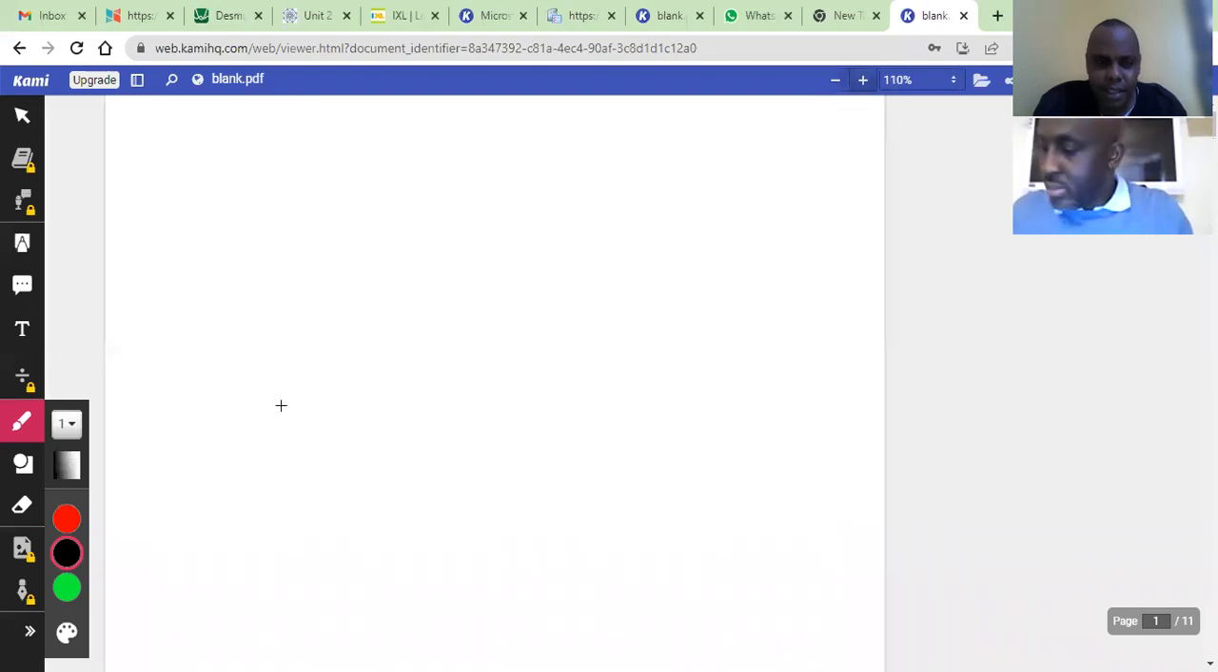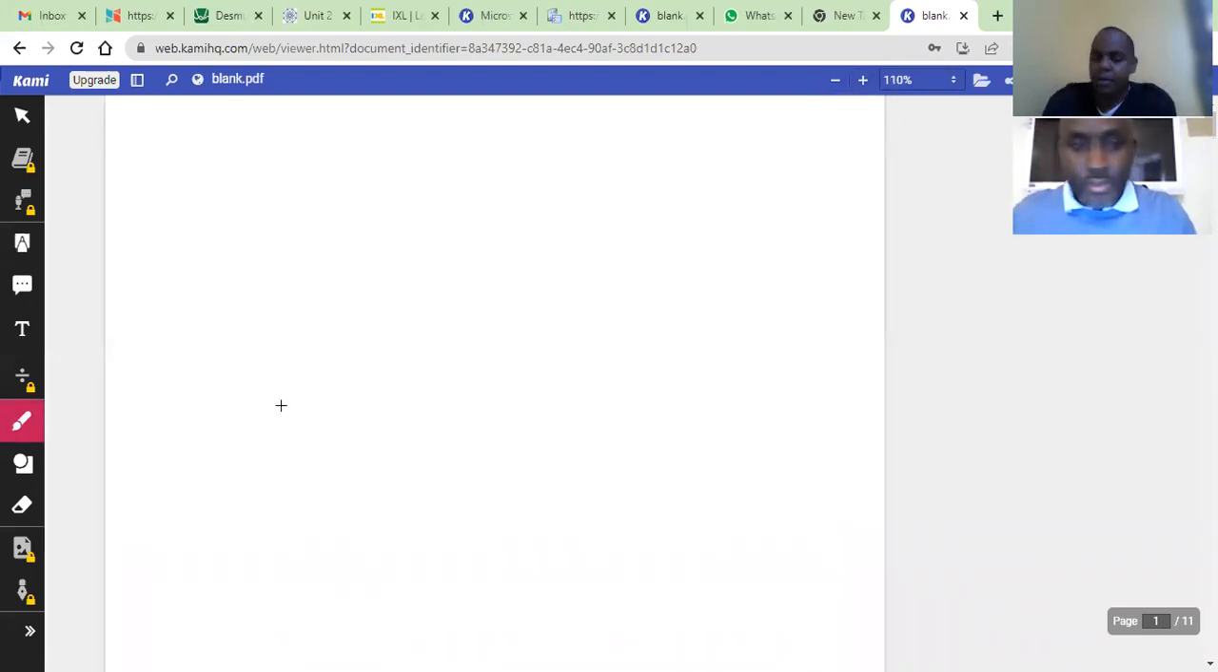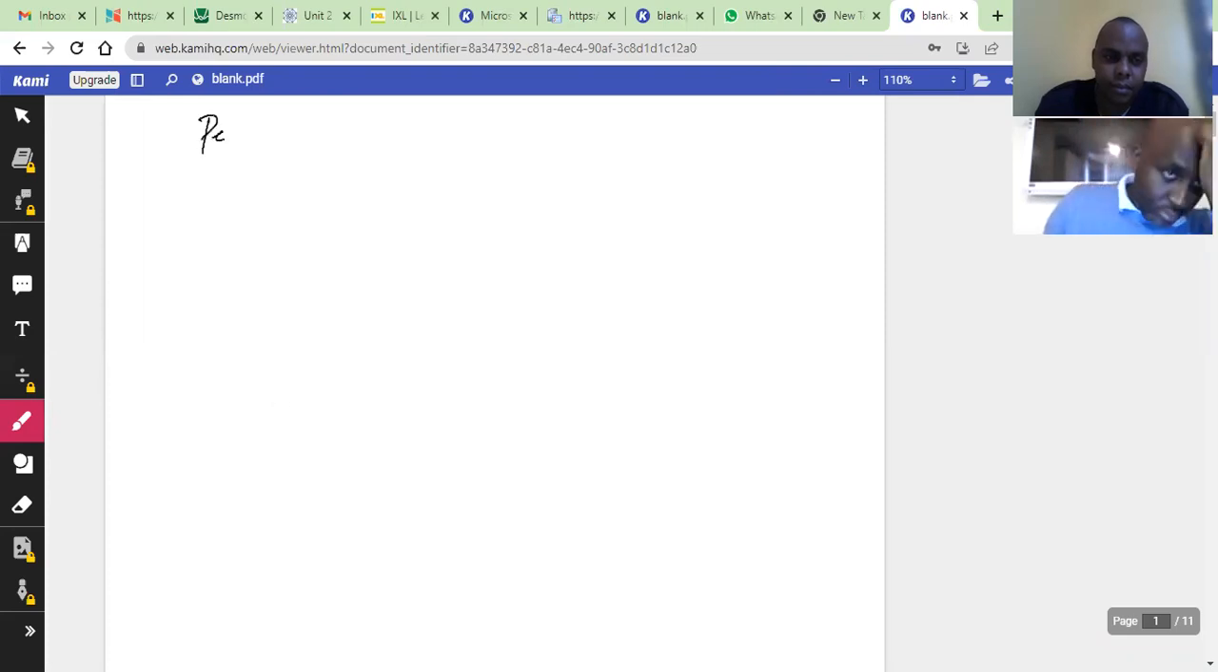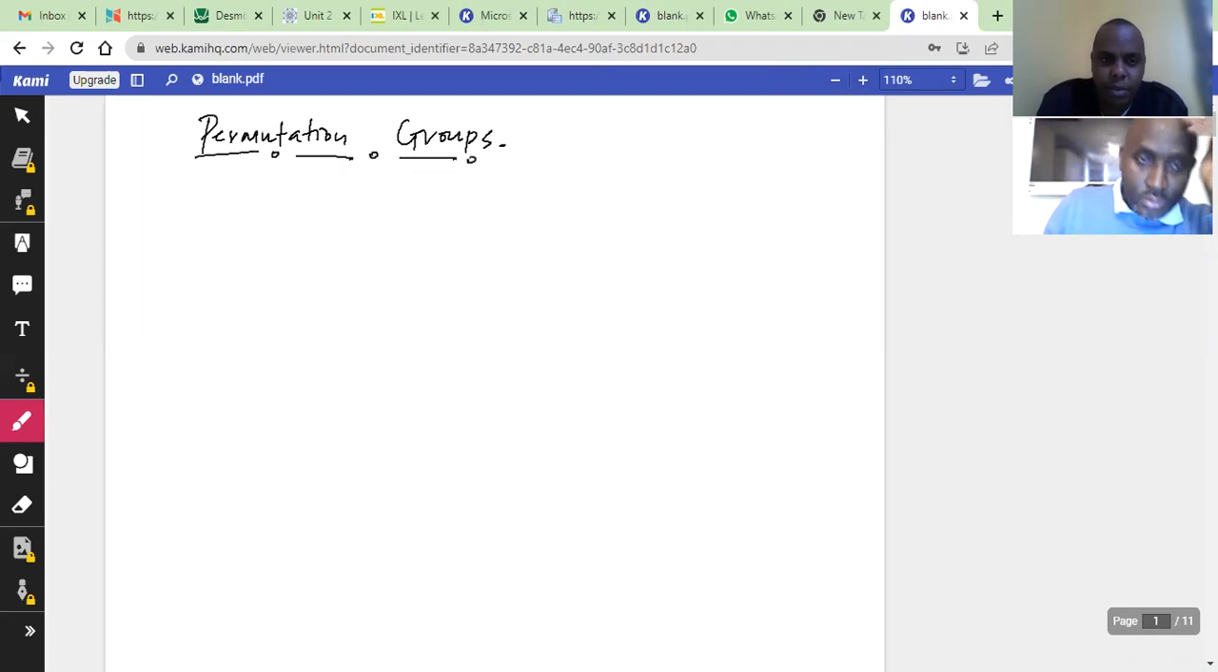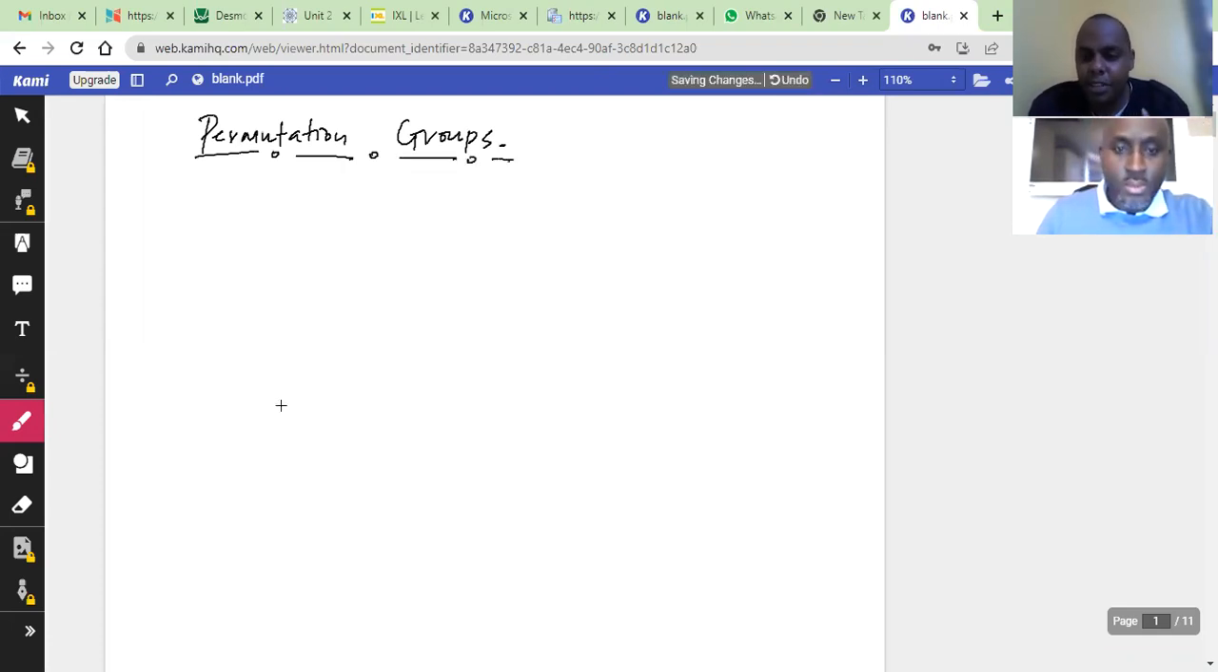All right. So let's start with the permutation groups. That's our topic of discussion today. You really need to understand permutation groups to be able to find out if there is an isomorphism between S4 and D12. So what is a permutation group?